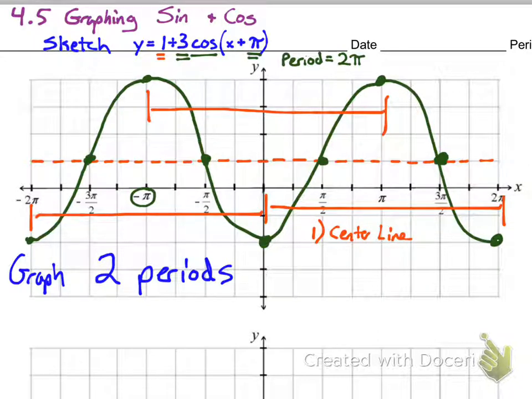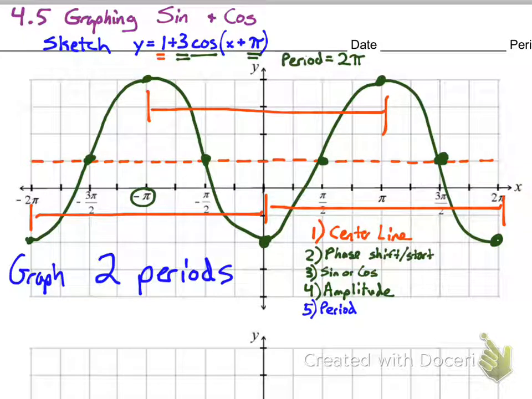Let me just recap the different steps we did there. First of all, the center line, we sketched the center line. Then we looked at the phase shift and found the starting point. That was negative pi. Then we determined whether it was sine or cosine, so that decides whether we start middle or high. And then I found the amplitude, and that actually let me plot the point. Steps 2, 3, and 4 are kind of together because that's to get your first point. And then we find the period, and that lets me plot all the way to the right, the period length, so that lets me plot the second point.